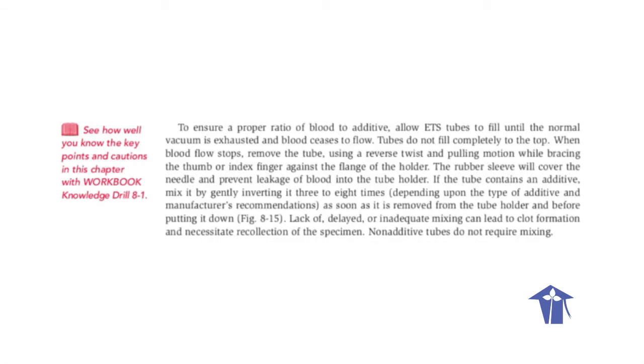To ensure a proper ratio of blood to additive, allow ETS tubes to fill until the normal vacuum is exhausted and blood ceases to flow. Tubes do not fill completely to the top. When blood flow stops, remove the tube using a reverse twist and pulling motion while bracing the thumb or index finger against the flange of the holder. The rubber sleeve will cover the needle and prevent leakage of blood into the tube holder.